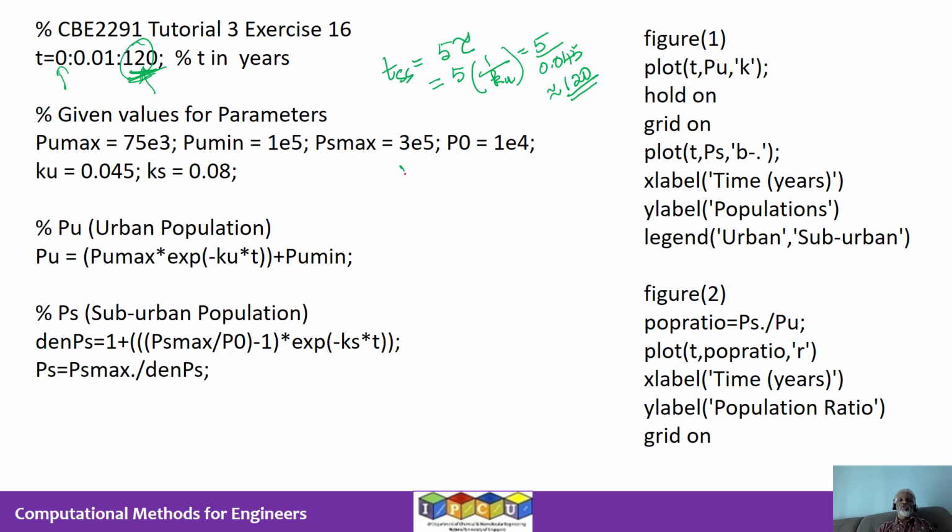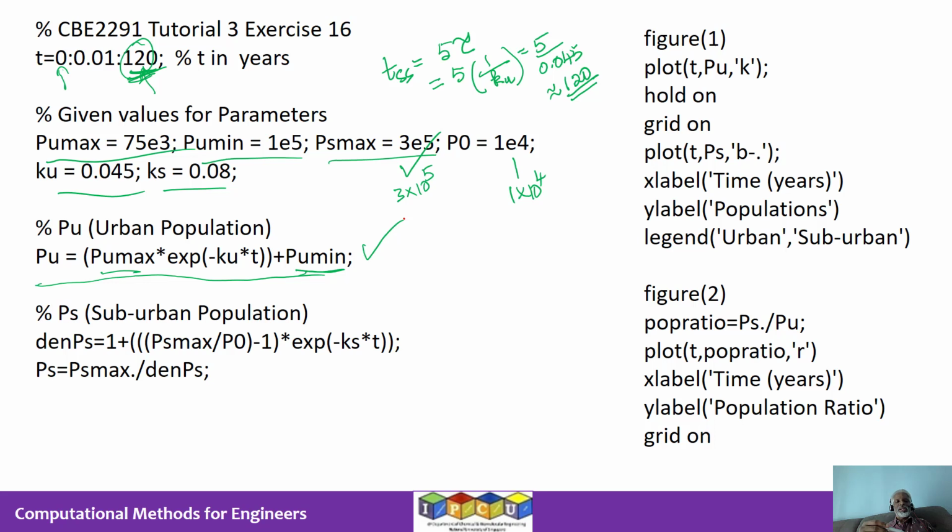Then I input the values given in the question for KU, KS, PU max, PU min, PS max and P0. So 1E4 means 1 into 10 to the power of 4, which is 10,000. 3E5 means 3 into 10 to the power of 5, which means 300,000, and so on. And then the equation for the urban population. Whatever is the formula given, PU, the urban population, is equal to PU max times exponential of minus KU times t, and then add PU min to that. So this is something that is easy.